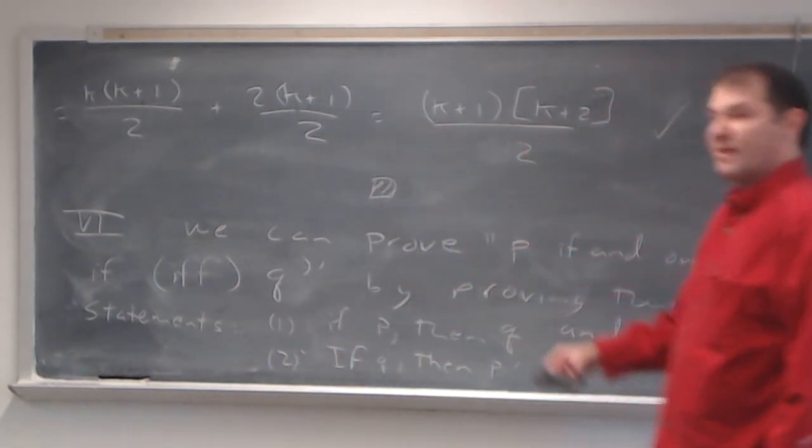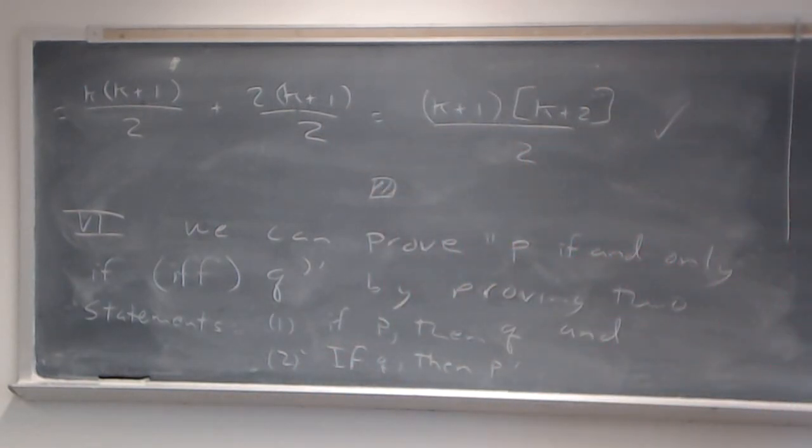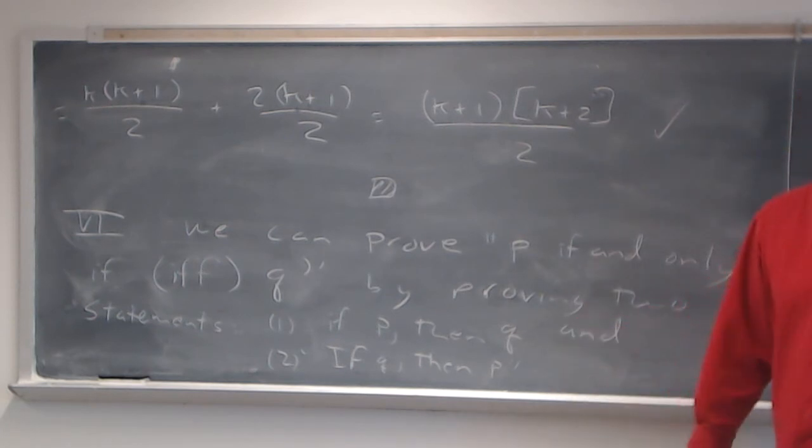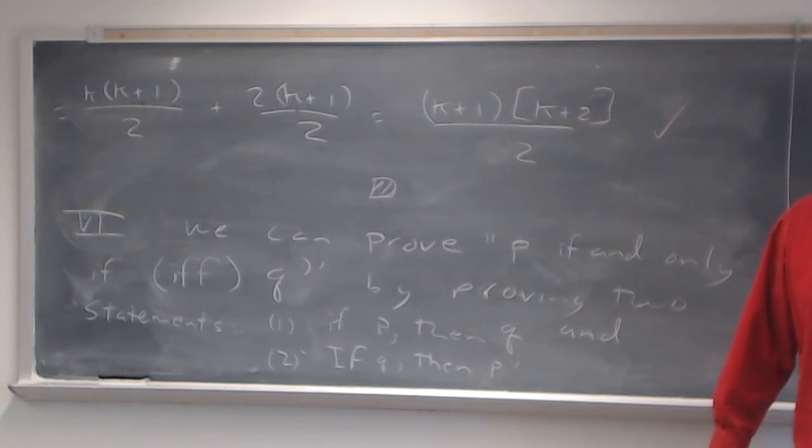So I'm not going to do an example of that. It'll come up in class. We'll break it down in those two directions. Essentially, an if and only if statement becomes two if-then statements. So it's like two proof problems involved. Okay.